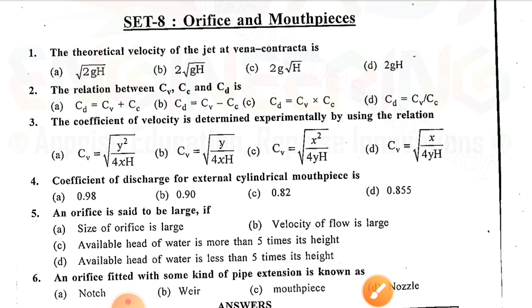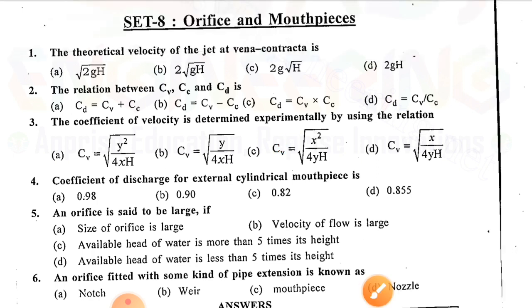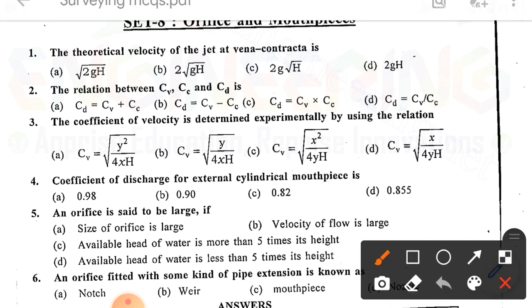Question number 3. The coefficient of velocity is determined experimentally by using the relation, option C is correct, CV equal to square root of x square by 4yh. Question number 4. Coefficient of discharge for external cylindrical mouthpiece is, option D is correct, 0.855.